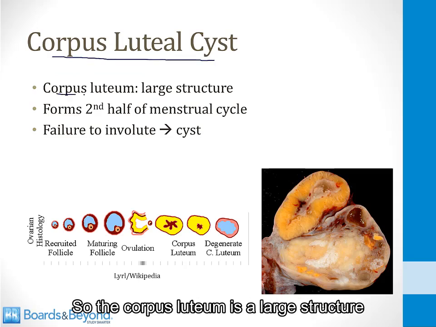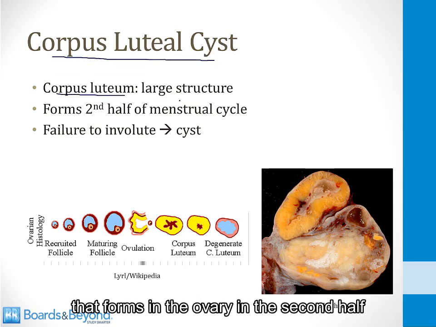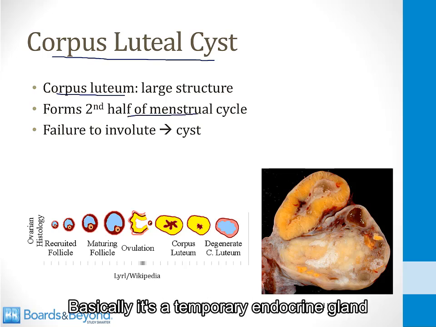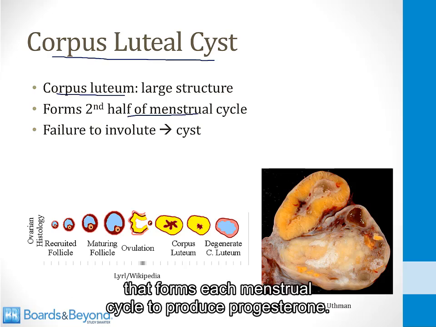Our next type of functional ovarian cyst is called a corpus luteal cyst. So the corpus luteum is a large structure that forms in the ovary in the second half of the menstrual cycle. Its job is to produce progesterone. Basically, it's a temporary endocrine gland that forms each menstrual cycle to produce progesterone.